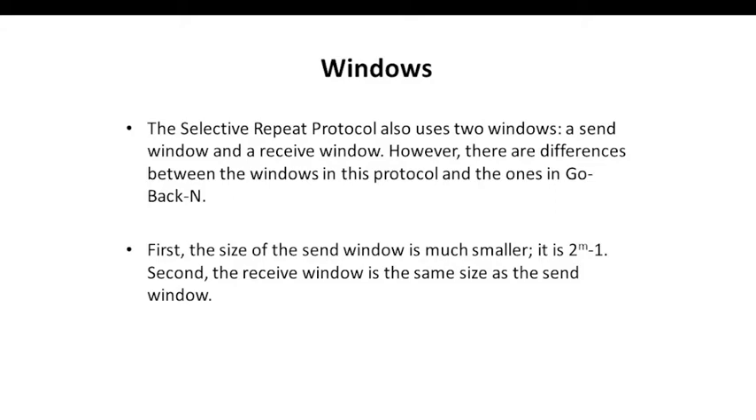The windows. The selective repeat protocol also uses two windows, a send window and a receive window. However, there are differences between the windows in this protocol and the ones in Go-Back-N. First, the size of the send window is much smaller. It is 2 to the power m minus 1. Second, the receive window is the same size as the send window.